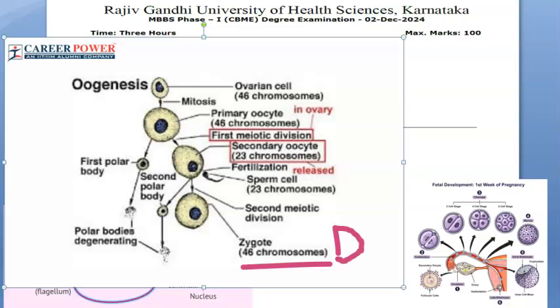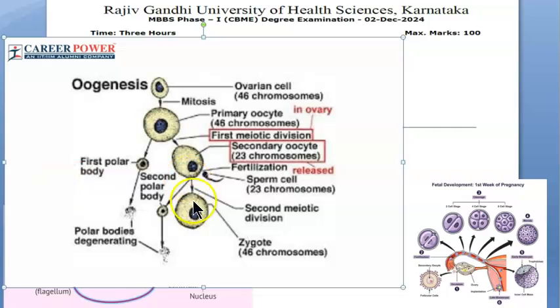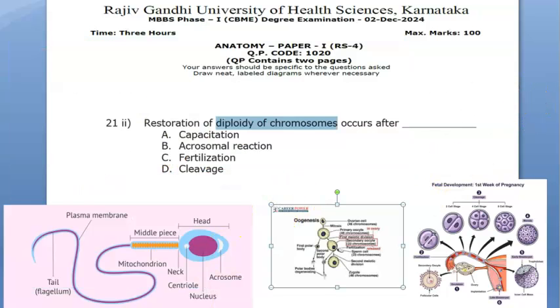So what came in between this haploid and diploid? The fertilization came, followed by the second meiotic division of the secondary oocyte. So the answer here is what, guys? Fertilization.